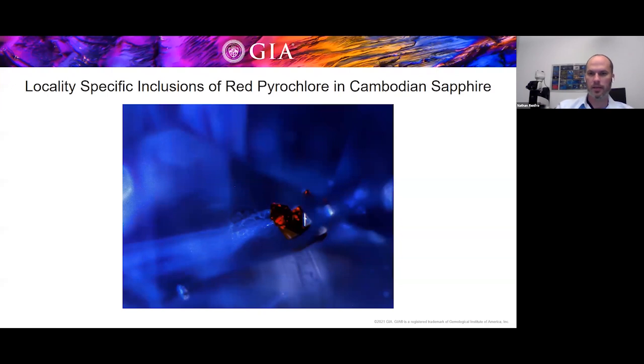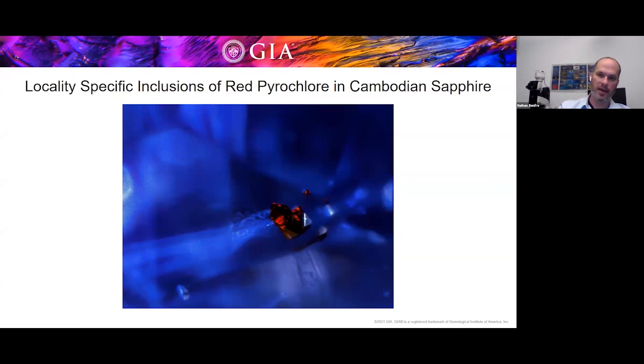And we certainly get pyrochlore inclusions that form in basaltic sapphires from a rather wide variety of locations. You can get pyrochlores in stones from Australia, stones from Ethiopia, but when you see these vibrant red colored pyrochlores, those are unique to Cambodia.